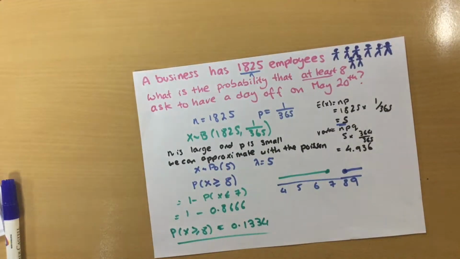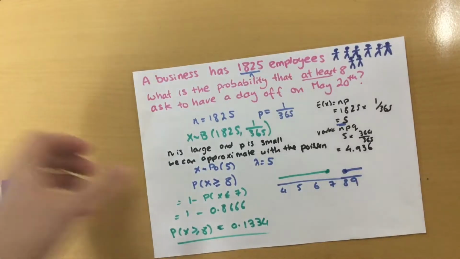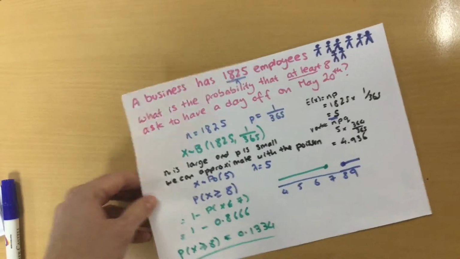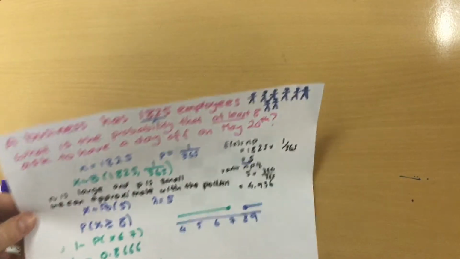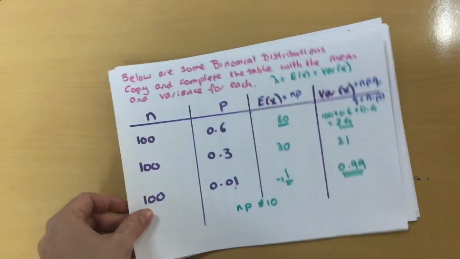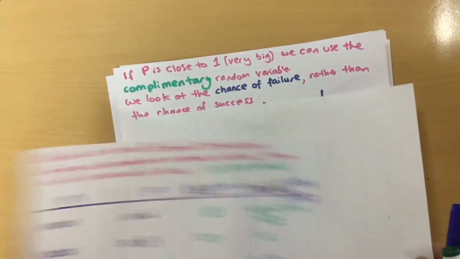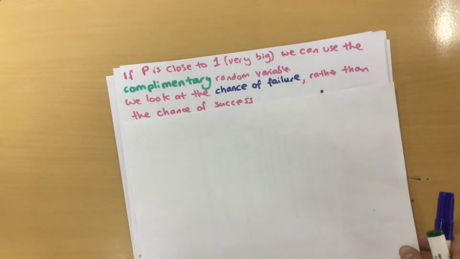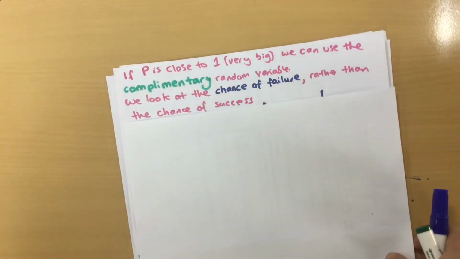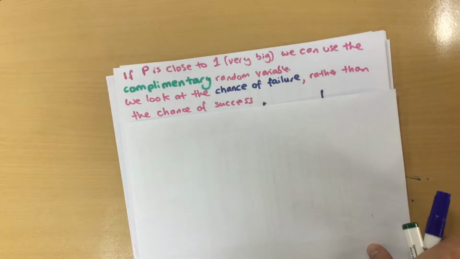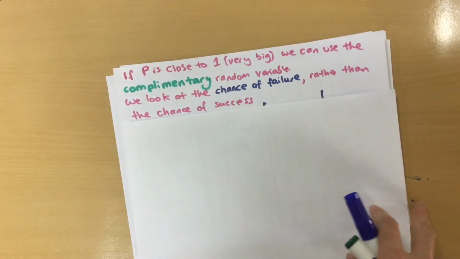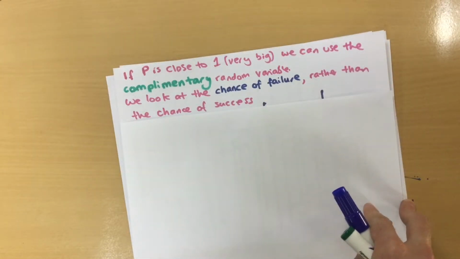Now, sometimes we can still use this if p is really large. N is always large, but p is large as well as n. In those circumstances, we can use what is called the complementary random variable. So rather than looking at the chance of success, we look at the complementary to that, which is the chance of failure.